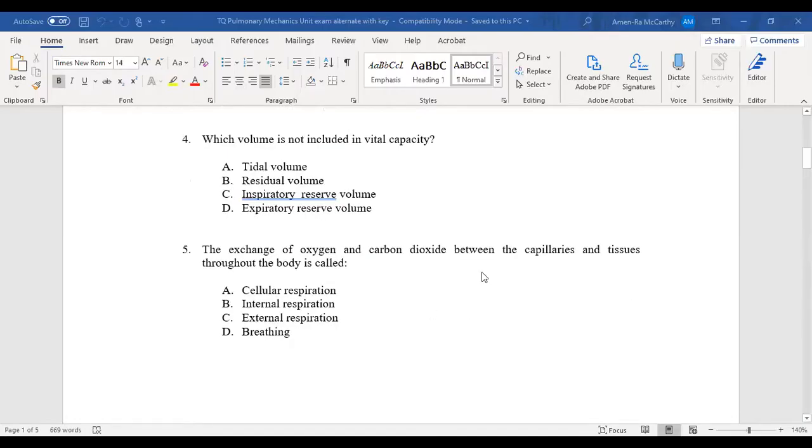All right. Number 5, the exchange of oxygen and carbon dioxide between the capillary and the tissues is called what? Good, Miss Rose. Good. Kayla, look at it again. Internal respiration. Good. Internal respiration.